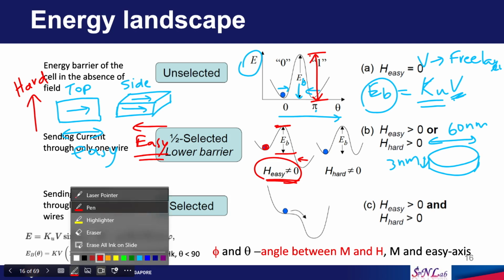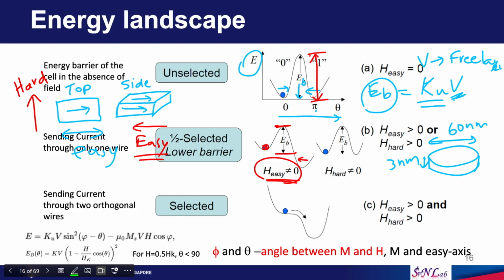Now, let us do another experiment. I use another color. Now, we are applying magnetic field in the hard direction. Only in the hard direction, okay? No field in the easy direction. If I apply magnetic field only in the hard direction, that changes the energy barrier landscape like this. Again, applying magnetic field in the hard direction has reduced the energy barrier to a lower height. You see this height is lower than this.